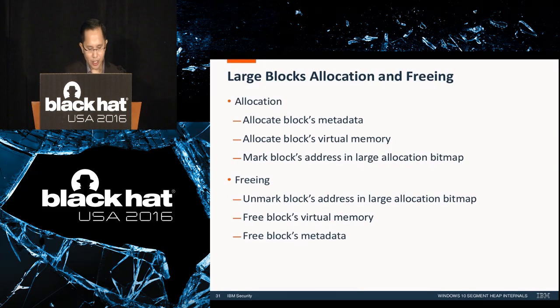The large allocation is straightforward since there's no free list to consult. First, the block's metadata is allocated from a separate metadata heap. Then the block's virtual memory is allocated. And then the block's address is marked in the large allocation bitmap. The freeing is also straightforward. This is just the reverse process of the large block allocation process.